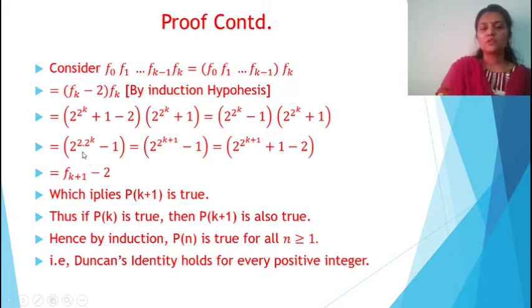So (2^k)^2, which is 2 raised to 2 into 2 raised to k, is equal to 2^(k+1) minus 1, which is equal to 2^(k+1) minus 2, which is equal to F_(k+1) minus 2, which implies P(k+1) is true. Thus, if P(k) is true, then P(k+1) is also true. Hence, by induction, P(n) is true for all n greater than or equal to 1. That is, Duncan's identity holds for every positive integer.